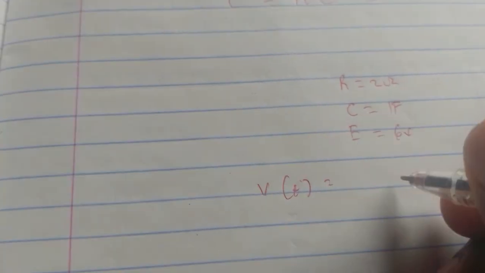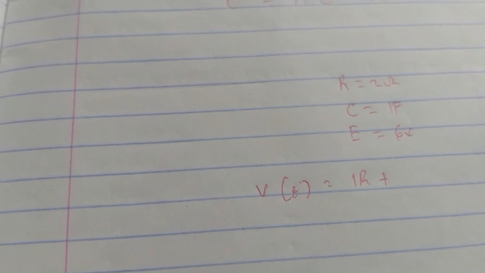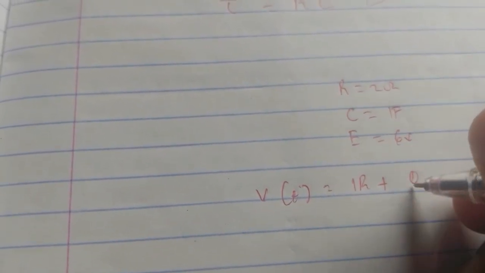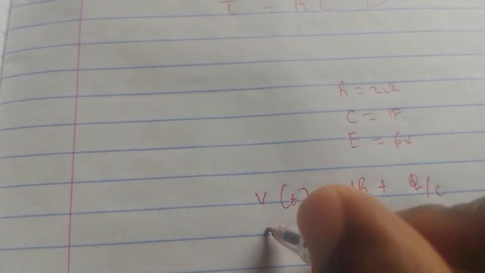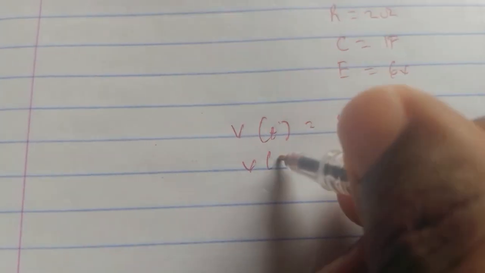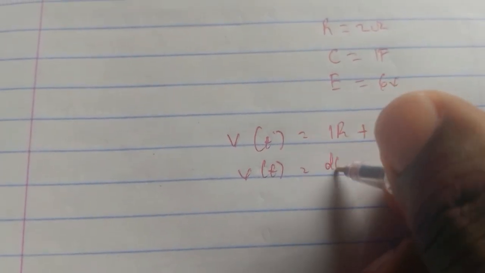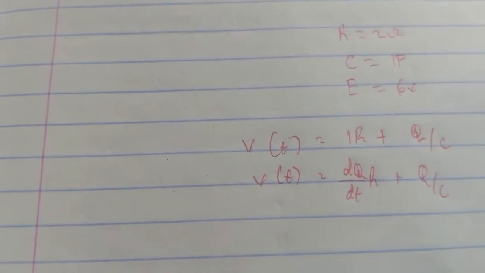So when they say formulate the differential equation here, what they mean is, from your Ohm's law, V of t is equal to what? IR, right? Then plus, because it's an RC circuit, you are going to include your Q over C. So we already know that V of t is equal to dq/dt times R plus Q over C.